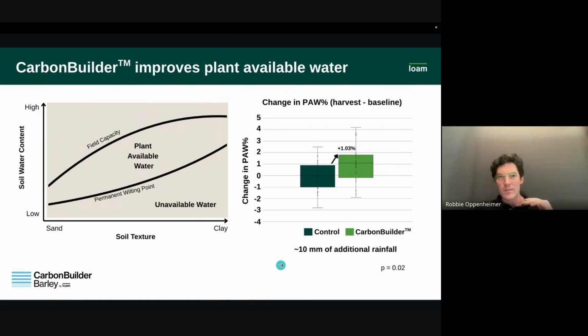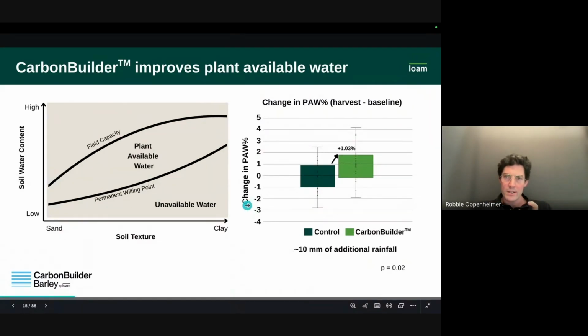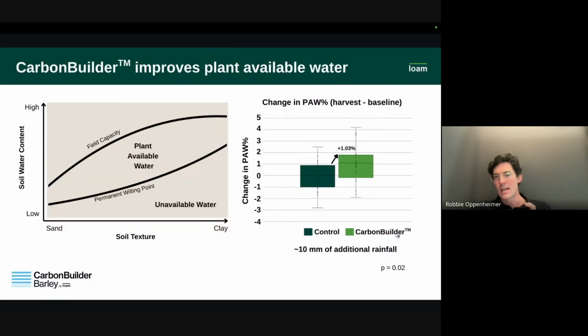And so what we did in a similar strip trial design, just as the ones that I've shared before, but this was actually in Elmore, south of New South Wales. So in Elmore, we measured the plant available water at harvest after a year of CarbonBuilder application. There were 50 soil samples taken across that whole trial design with treated, untreated strips.